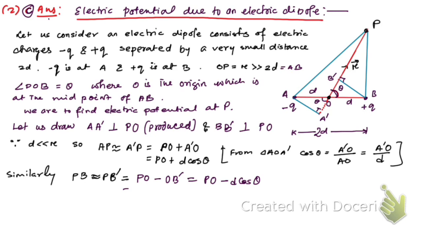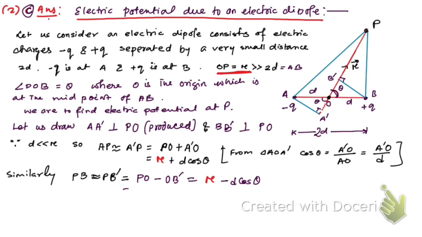Now let me tell you one more thing. The length of this PO, or OP, is r. So instead of writing PO, you can write r here. Here also you can write r. That's what we have got.